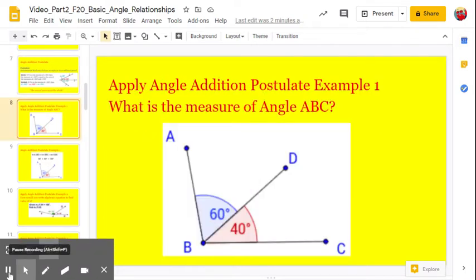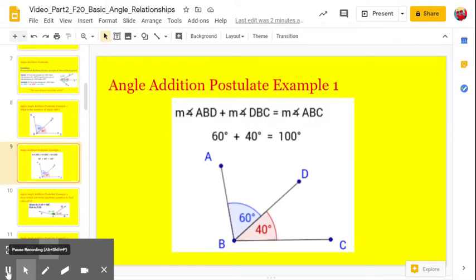So I want you to apply the angle addition postulate here for our first example. What's the measure of angle ABC? Did you come up with 100? So measure of angle ABD is 60, and plus the measure of DBC is 40. Those two parts equal the whole ABC, which is 60 plus 40 is 100.